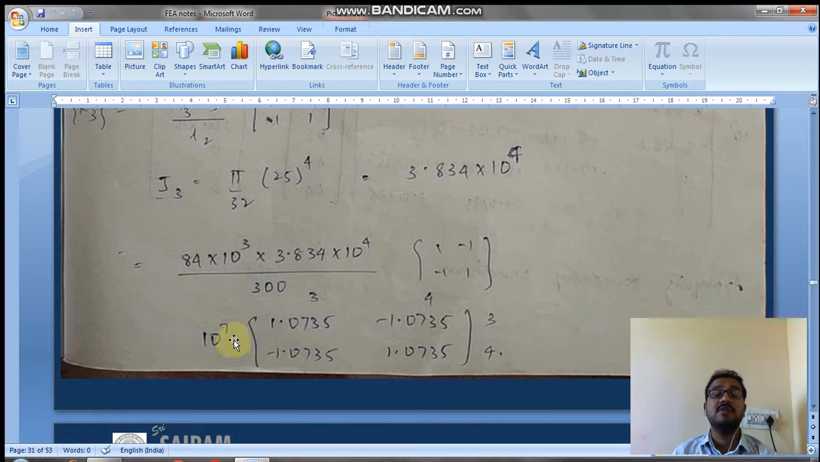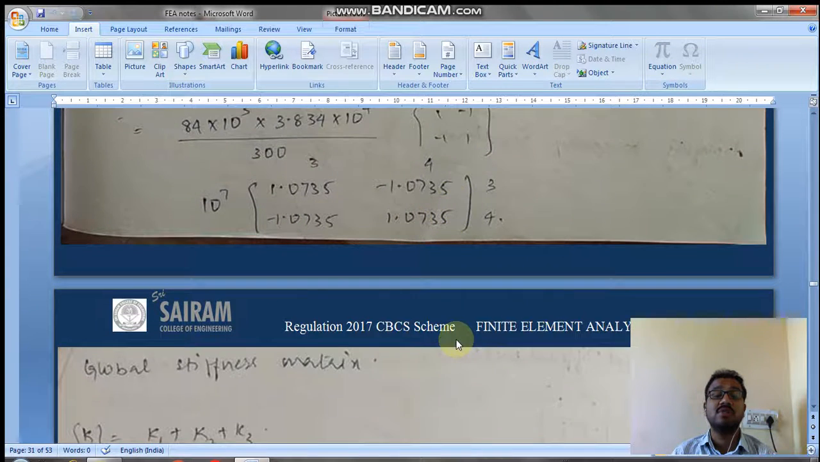After taking the 10 power 7 common value outside, the location 3 3 is 1.0735, and for 3 4 it is minus 1.0735, and 4 3 is minus 1.0735, and 4 4 is 1.0735.